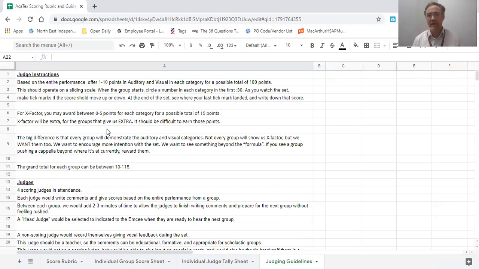There will be some overlap in the groups that get 8s, 9s, and 10s in the auditory and visual categories. They will probably get a few extra X factor points simply because it takes a lot more effort to get those higher point totals. But we want to see groups pushing beyond the norm of a cappella. We want to see intention. We want to see changes to the formula. If you do a song that's been overdone in a cappella, do you make it your own? You know those performances where you leave it thinking, oh man, that group did a better job than the original artist. Those are the points I want to award. Those are the performances I want to encourage. So that's how you get X factor points.